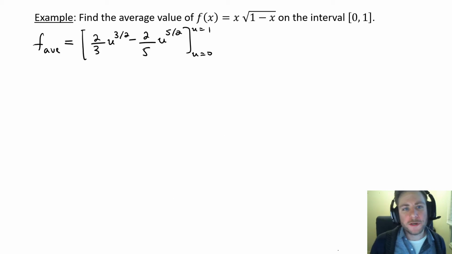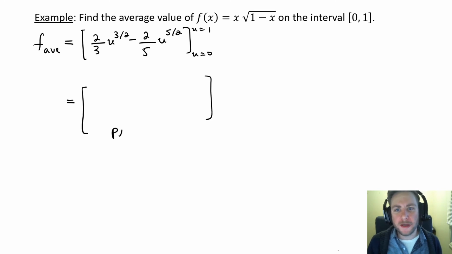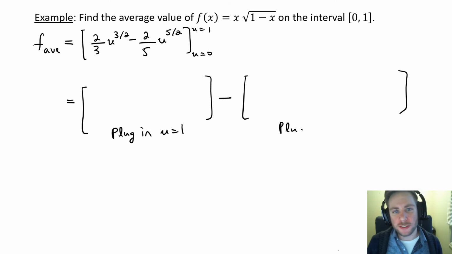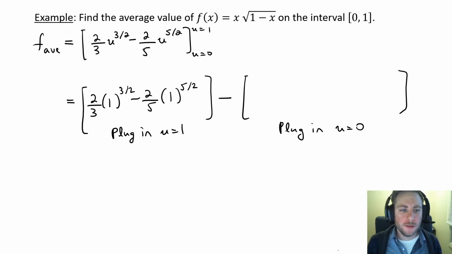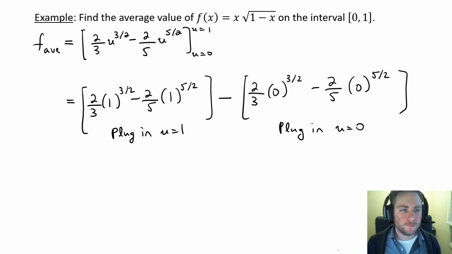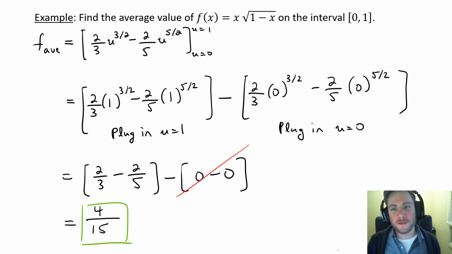All that's left to do now is evaluate this expression at u equals 0 and u equals 1. You should remember that the way you do that is first plug in the upper limit, which is u equals 1, then plug in the lower limit, which is u equals 0, and subtract the results. So this is what we get when we plug in u equals 1, and this is what we get when we plug in u equals 0. At this stage, it's just routine simplification, so you can check these remaining details for yourself and verify that the final answer is 4/15. This number represents the average value of our function on the given interval.